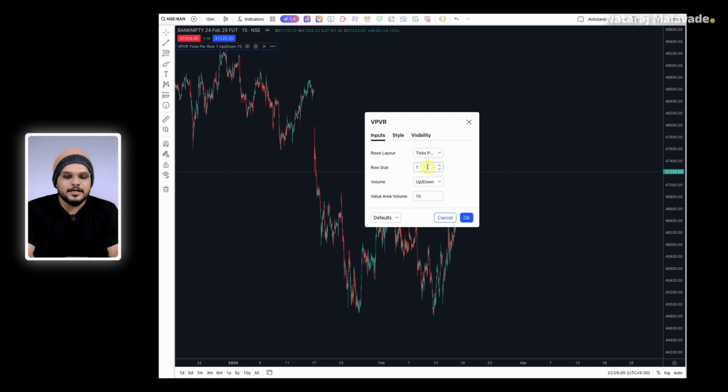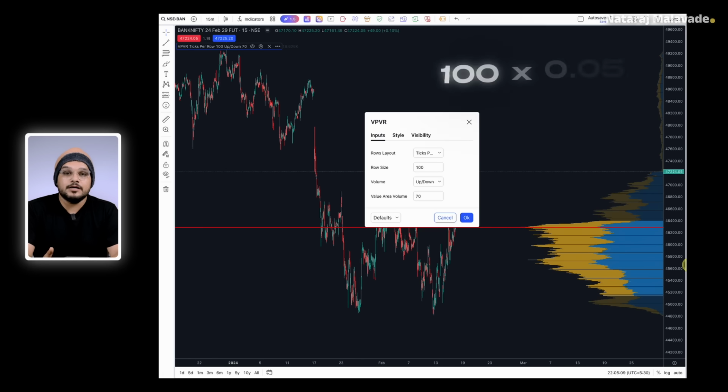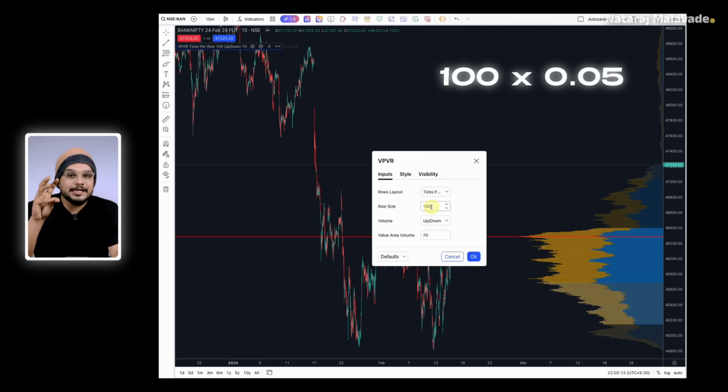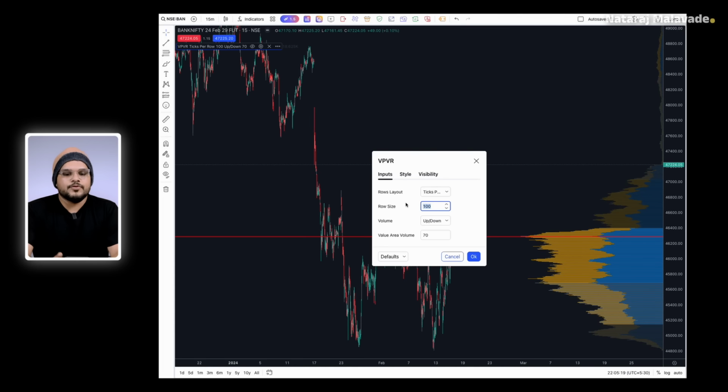So if I make it 100, now you will be able to see the data, but again, it is very minute because 100 multiplied by 0.05. The 0.05 is nothing but the tick size of the instrument. So in this case, it's approximately 5 points for each bar. So if I increase this number, let's say to 500, then every 25 points it will draw one histogram line. Similarly, it again increases. If you increase this number, obviously you will get fewer histograms. If you decrease this number, you will get more histograms.